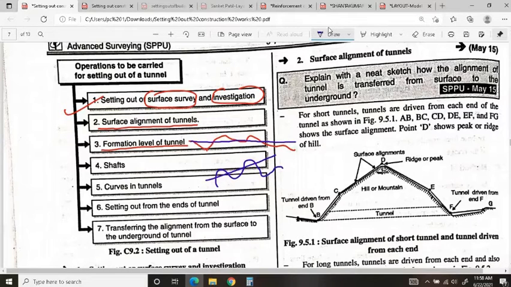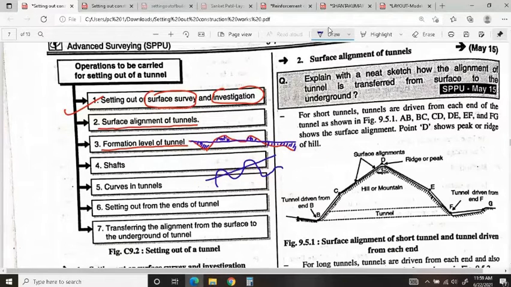Okay, this one we will call as a formation level. Here we'll be having some filling of the material. Here we have to cut the material or the ground. Here also it is cutting, filling. So this one we will call it as a formation level. Similarly, for the construction of the tunnels also, we have to choose one formation level.